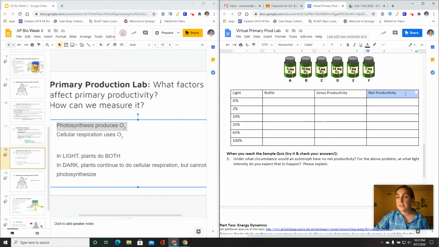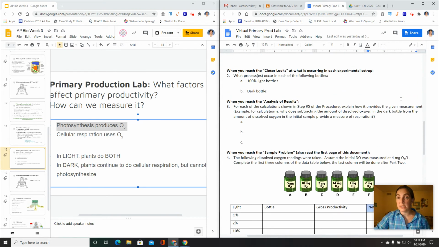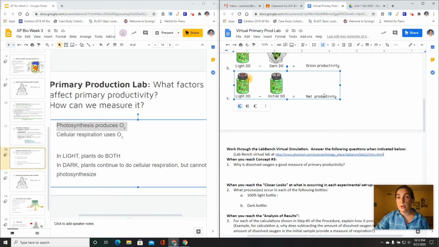The last column asks you to find the net productivity. Again, if we go up here, there's your equation for net productivity.